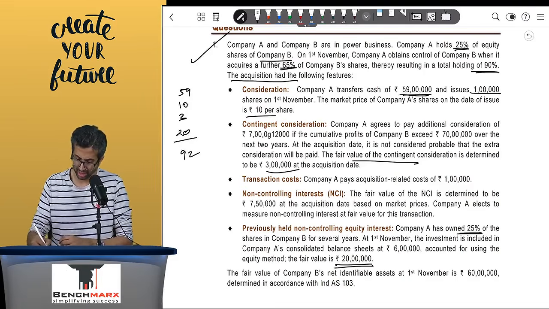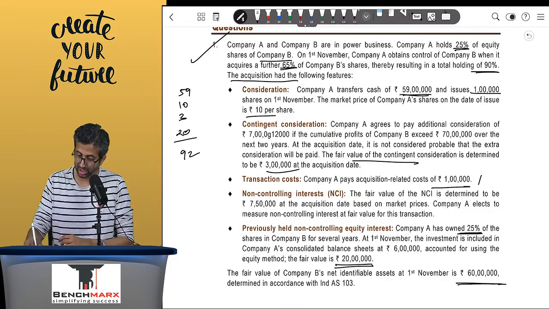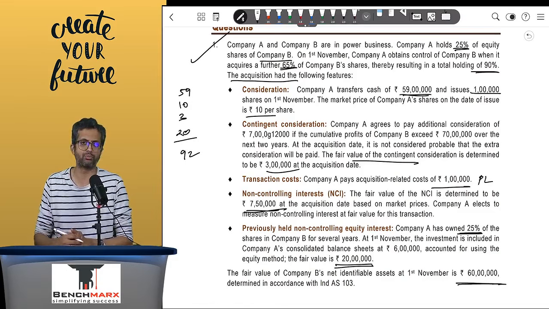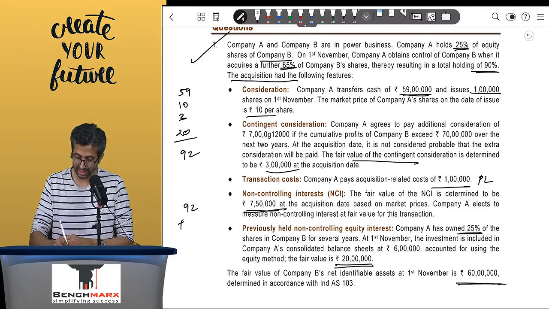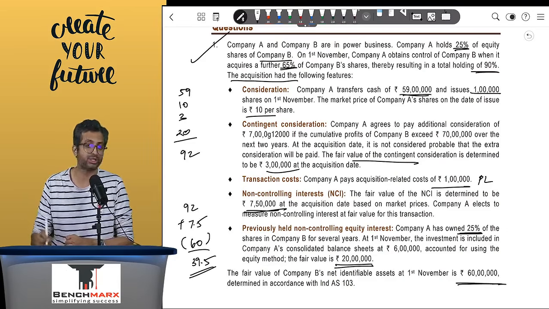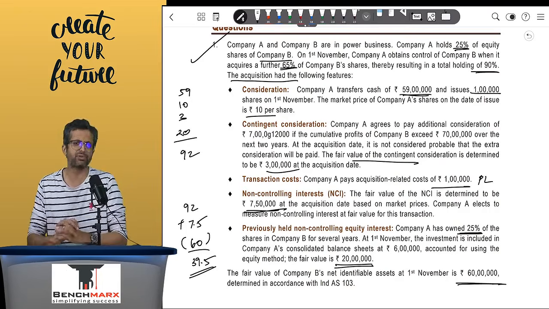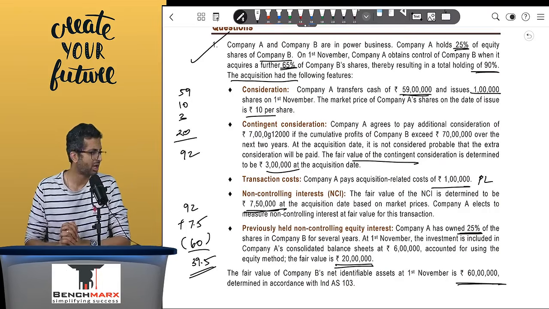Then you take the net assets. Well, net assets are given to you in the question clearly that you will take over 60 lakhs. You have transaction cost of 1 lakh, which will go to the P&L, and NCI is to be created using the fair value method. So basically PC of 92 plus NCI of around 7.5 minus 60, and hence this comes to, I think, 39.5 or so, which is a full goodwill. So this is just briefly discussing this question over here.